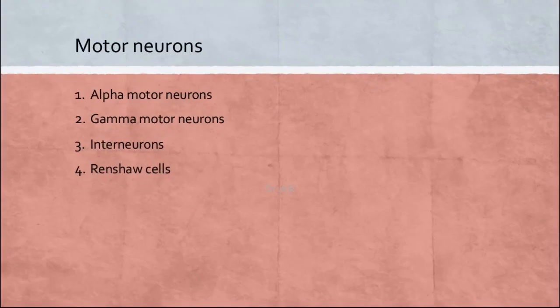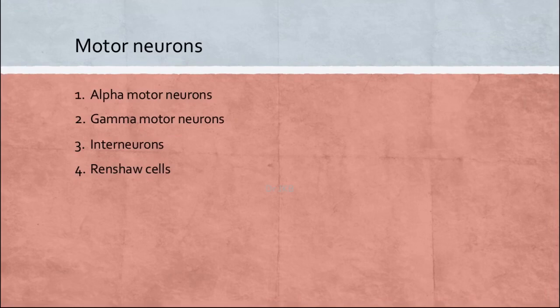Now, coming to the motor neuron, like in the previous slides, we have come across these terms like alpha motor neuron, gamma motor neuron, interneuron, Renshaw cell. Renshaw cell we have covered in the previous classes, but a little bit about all these four things before going into the detail. Alpha motor neuron and gamma motor neuron are the lower motor neurons.